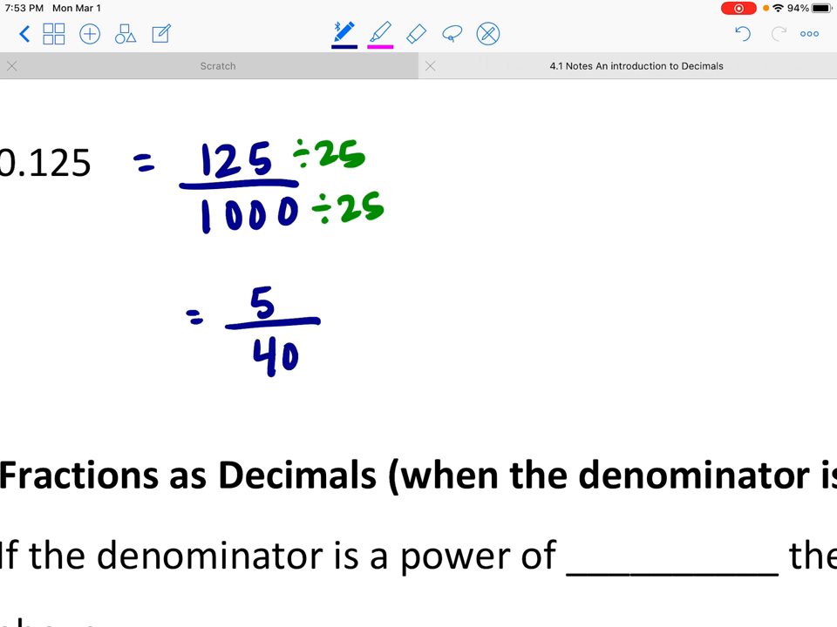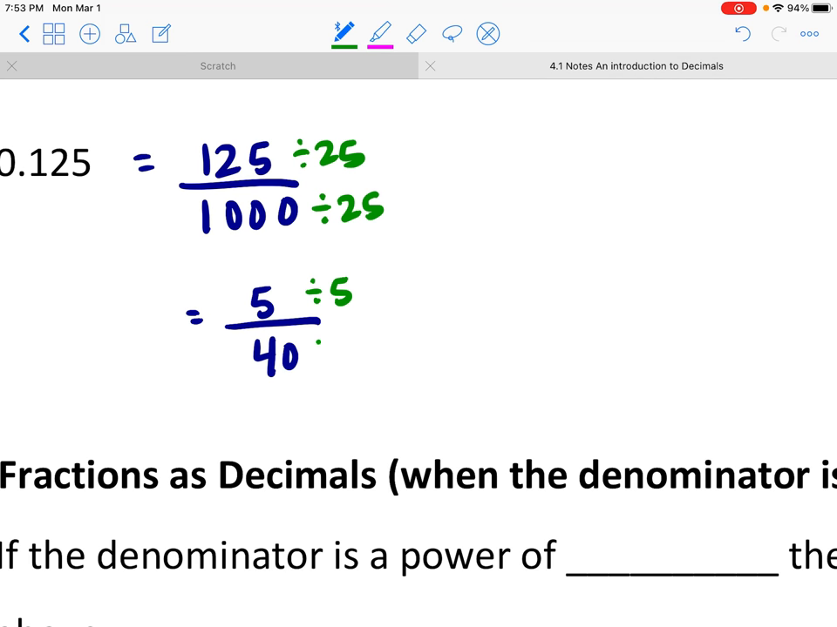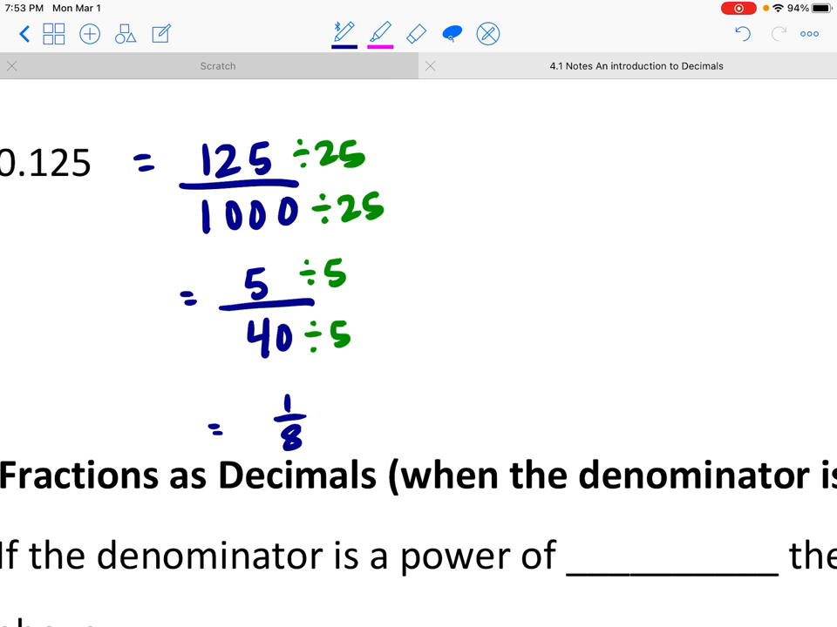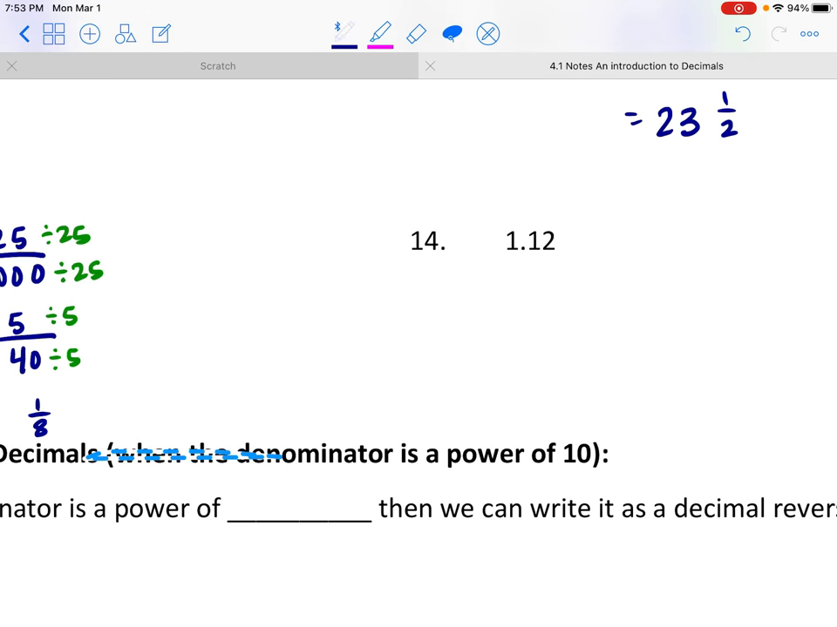Now that I'm looking at this, I can see that 40 and 5 have a common factor as well. So I'm going to reduce one more time. I can see 5 goes in here, and it goes in here. That's going to make my final simplest form 1/8. So 1/8 is going to be our final there. Okay, sometimes it takes a couple rounds of reducing. All right, let's try this one more time.